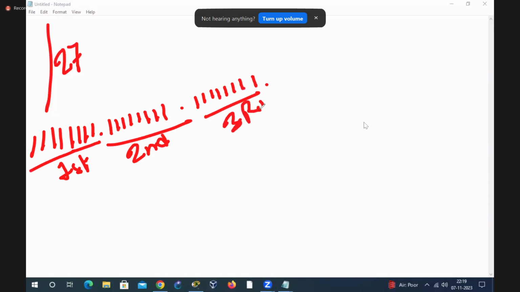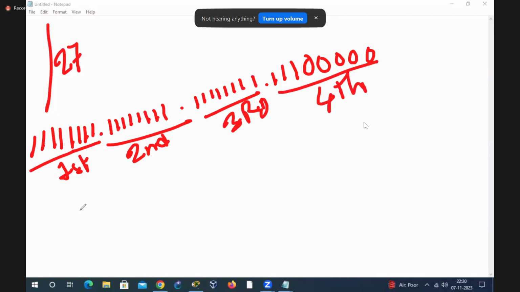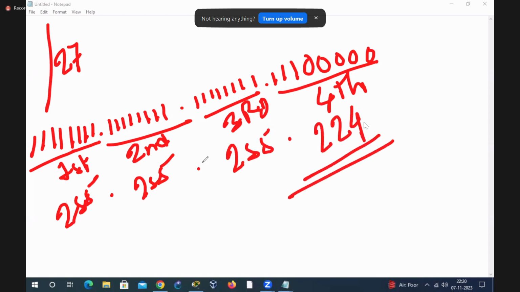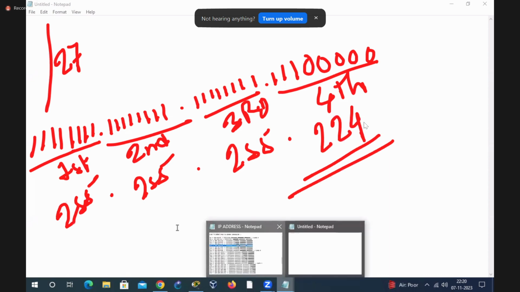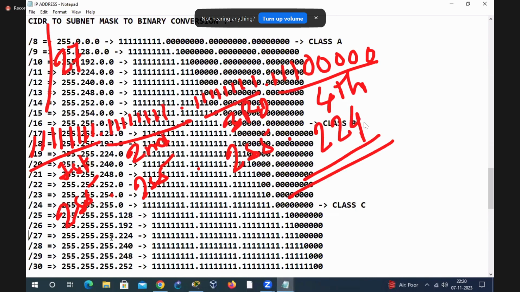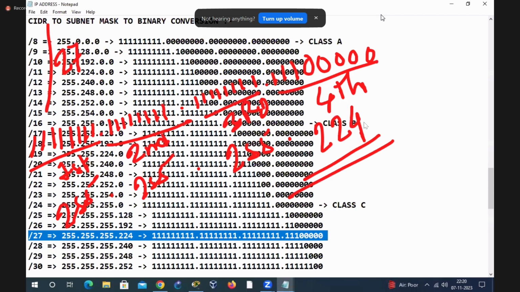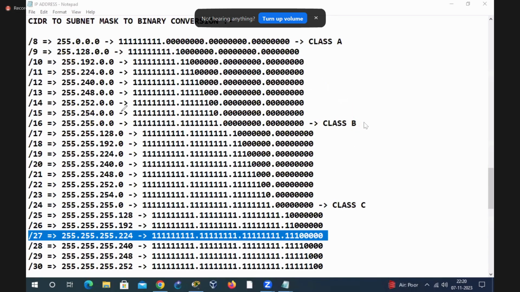That gives us 24, and we need 3 more ones, and the remaining 5 will be zeros. That is your fourth octet. So it means 8 ones we have 255, 255, 255 dot, 3 ones means 224. That's it. Can you see the same result? Yes, sir. This is how you perform the conversion. Understood the process? All right. Take the screenshot of it.